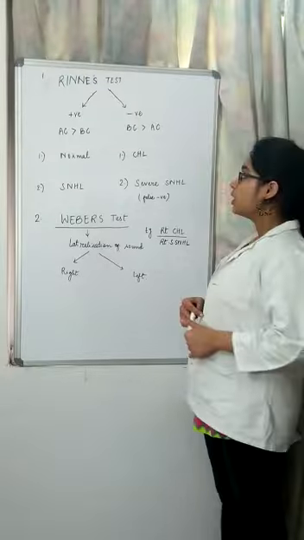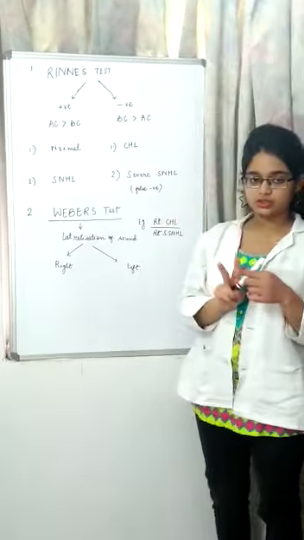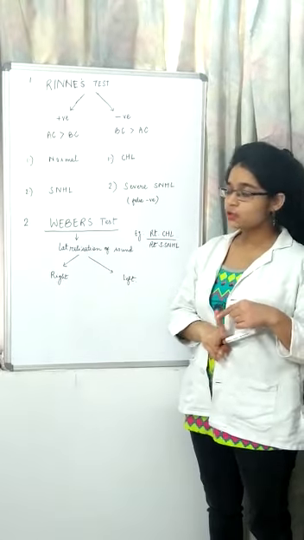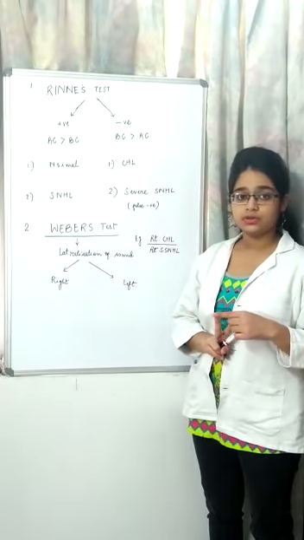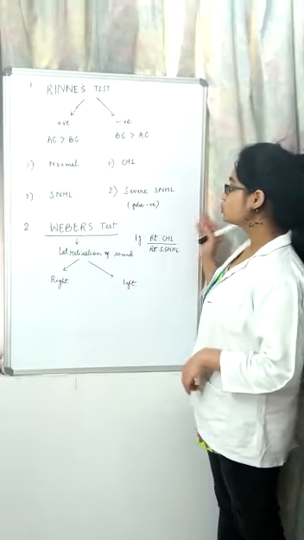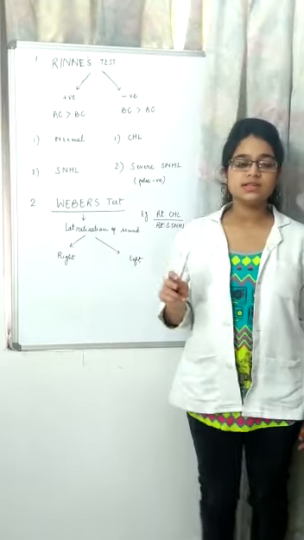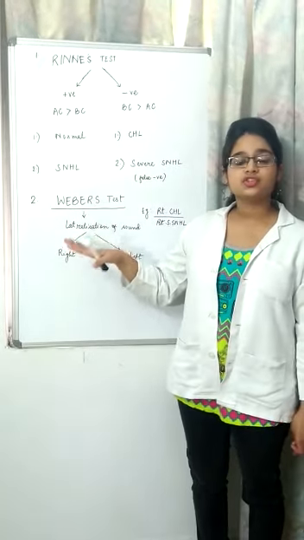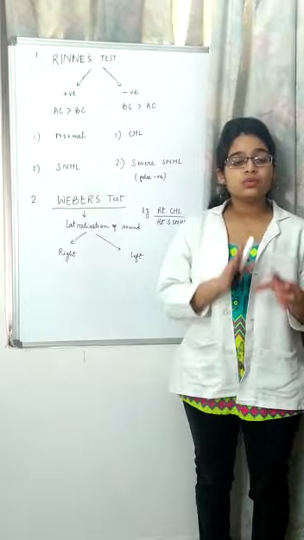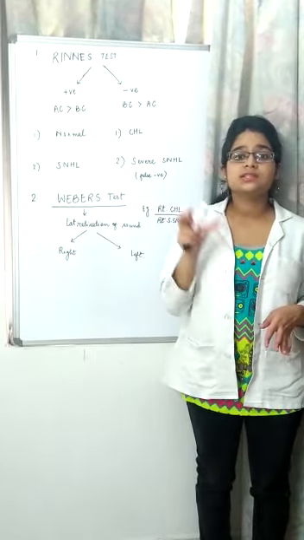Okay, so when we have a negative Rinne's test, we have two conditions: either conductive hearing loss or a severe sensory neural hearing loss. Now, how are you going to differentiate between these two? So, we are going to perform another test, that is Weber's test. What do we do in this? We check the lateralization of the sound. And of course, the sound is going to lateralize to that ear in which the inner ear is working.